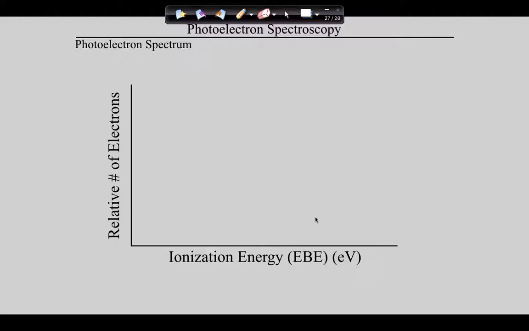So guys, these are the things you're going to see. The y-axis is relative number of electrons. The x-axis is the electron binding energy in electron volts. Now guys, for the first 2 years, the AP authors fought over this, and we finally have an answer. High energies will be on the left, 0 will be on the right.